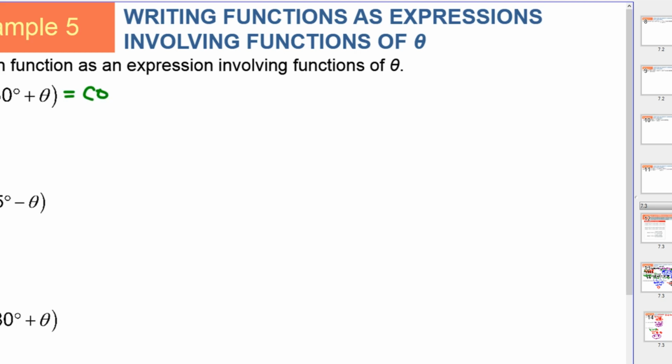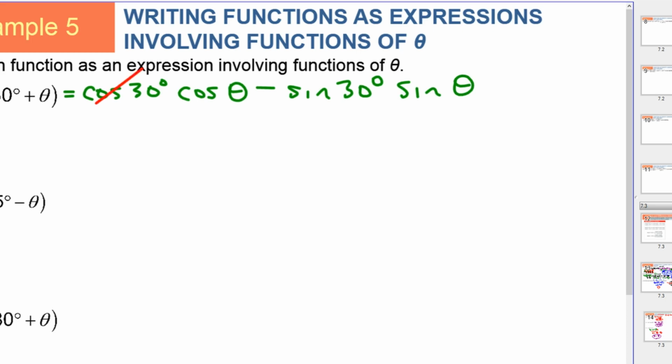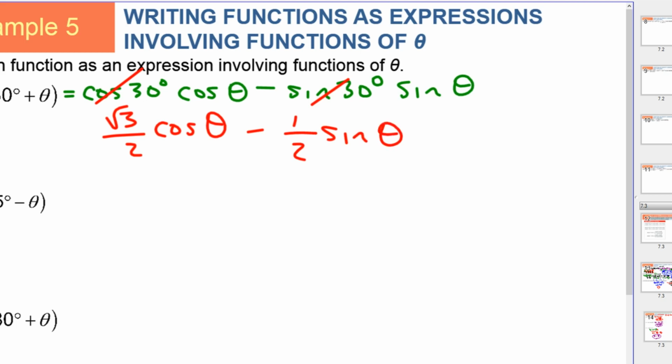So I'm doing cosine, cosine, minus sine, sine. I don't have them memorized, so I find myself, I keep having to look back. All right. We can do cosine 30. It's in the chart. Cosine 30 is square root of 3 over 2. We don't know cosine theta, though. We don't know anything about it. Sine 30 is 1/2. Don't know sine theta. That's all I can do in that problem.